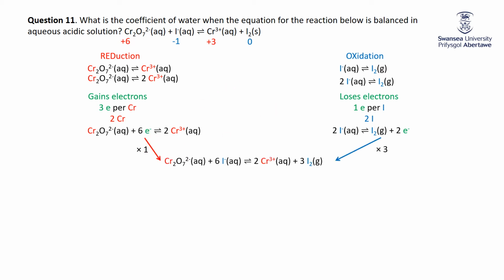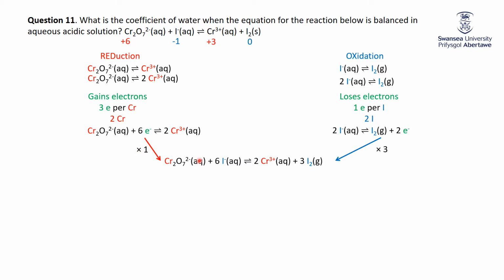So putting that together, don't affect the chromiums. Still got 1 dichromate, 2 chromiums, but we have to multiply the species in the oxidation half equation by 3. So 2 times 3 is 6 iodides, 3 iodines there. Enough space here, so let's continue on to finish off.